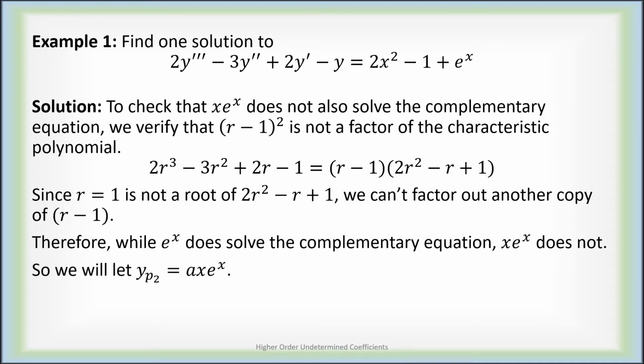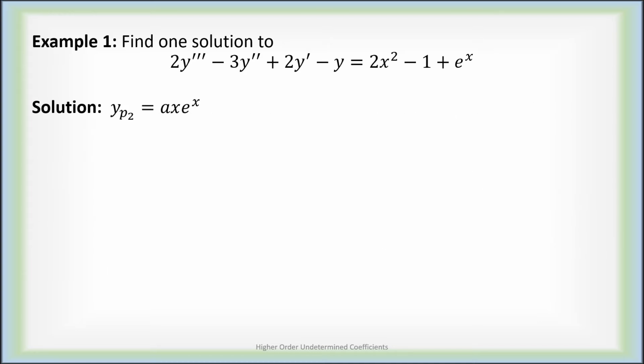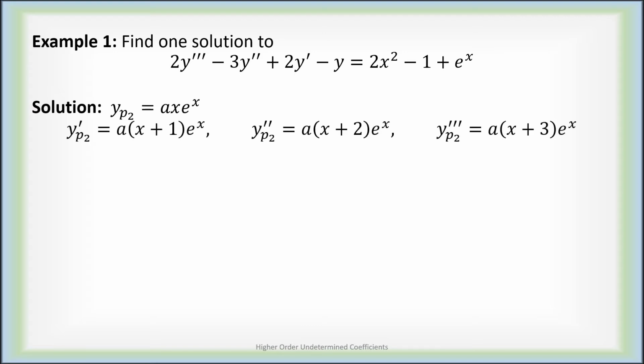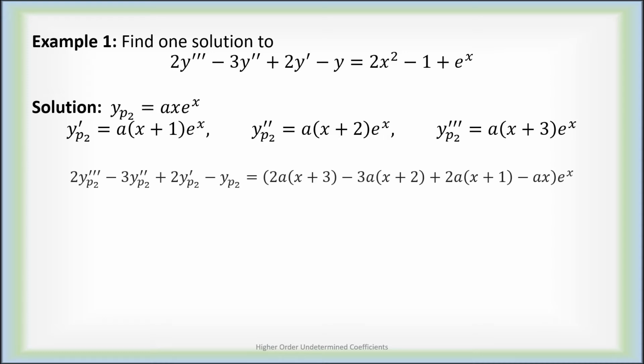So we're going to let yp2 be an unknown constant a times x e to the x. We compute its first, second, and third derivatives. Then we throw those into the differential equation and simplify. Altogether, with yp2 being a x e to the x, 2yp triple prime minus 3yp double prime plus 2yp prime minus yp results in 2a e to the x.